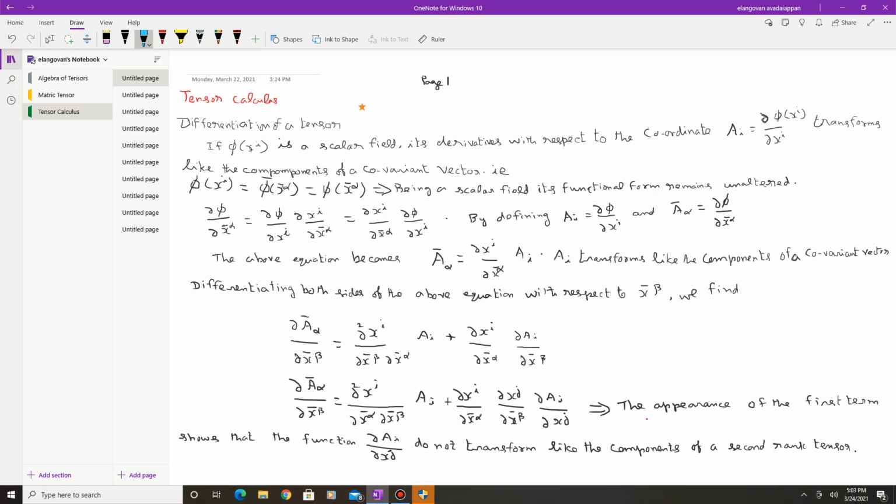If phi, which is a function of the coordinate xi, is a scalar field, its derivatives with respect to the coordinate, that is, partial d phi by dxi, if we differentiate with respect to the coordinate.